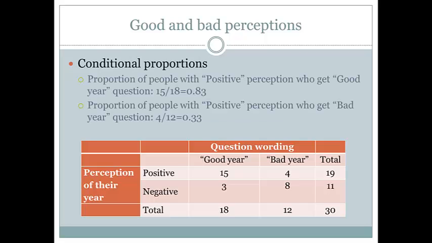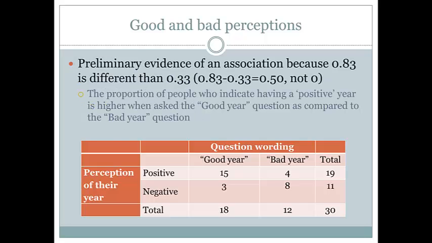This gives us 83%. 83% of people who were asked the good year question indicated a positive perception of their year, compared to only 33% of people in the bad year group who also indicated a positive perception of their year.